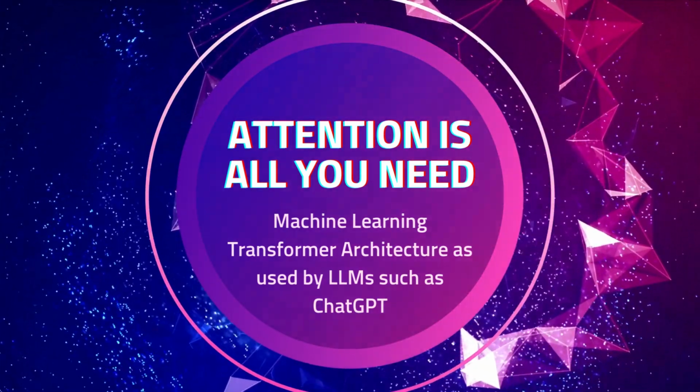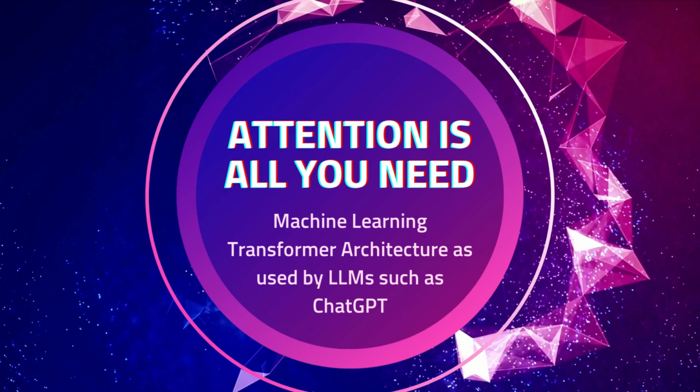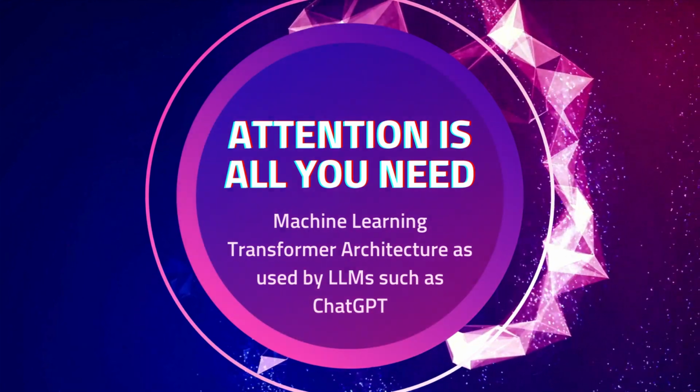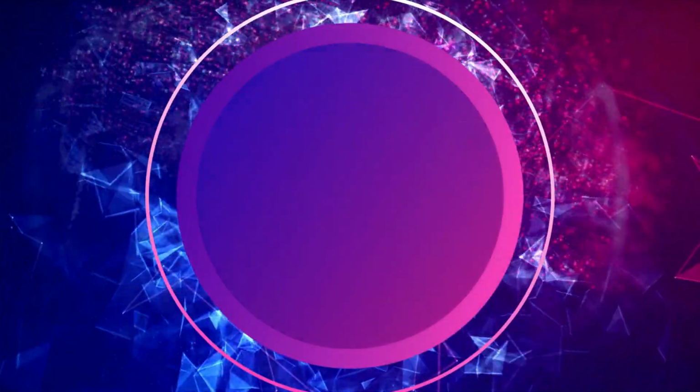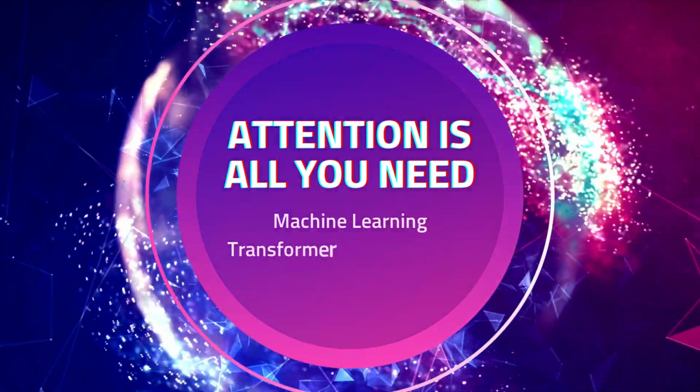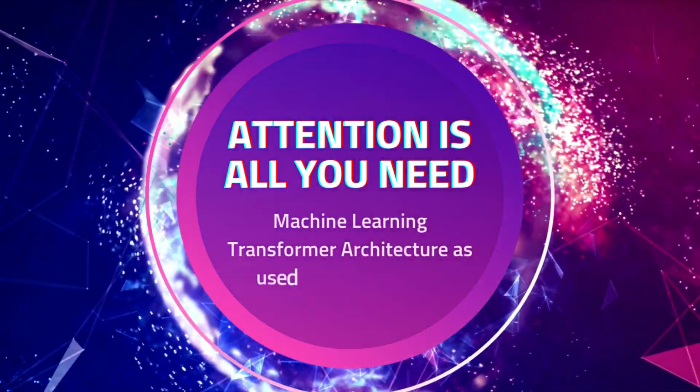Right. It can process the entire sentence in parallel, but it doesn't lose track of the order of the words. Exactly. Okay, so we've talked about the encoder, the decoder, self-attention, and positional encoding. Is there anything else we should know about the basic architecture of the transformer?